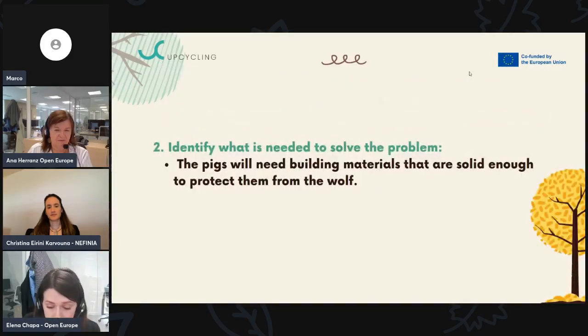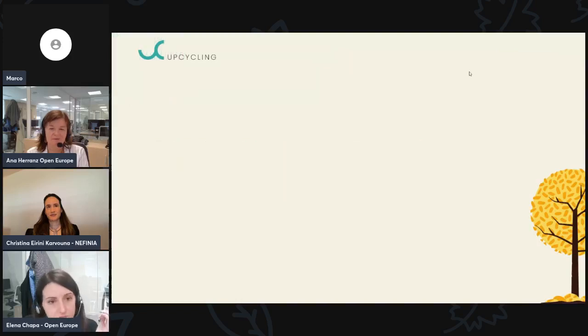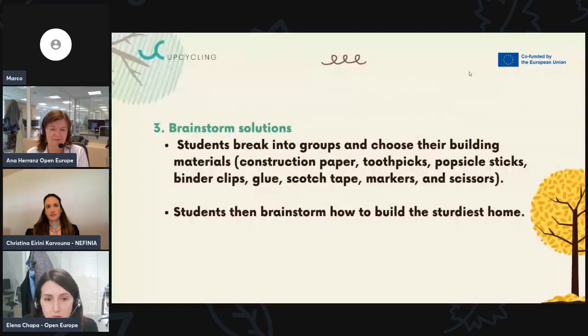So identify what is needed. This is step number one. They need to build a house with materials that are solid enough to protect them from the wolves. Essentially, the students need to build a small house using upcycled or recycled materials that can withstand the wolf. In this case, we will use a fan. So brainstorm solutions: you break students into groups, they choose building materials, whichever materials you have or they bring from home, and then the students brainstorm and find the best solution.